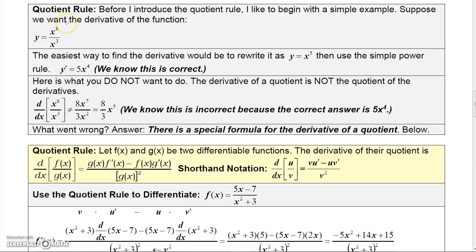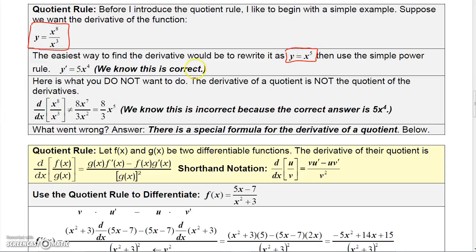Okay, now I'm going to introduce the quotient rule kind of in the same fashion that I introduced the product rule for you. So again, this is not the practical approach, but I think it'll show you that the quotient rule works. Alright, let's say you wanted to find the derivative of the quotient x to the 8th over x cubed.